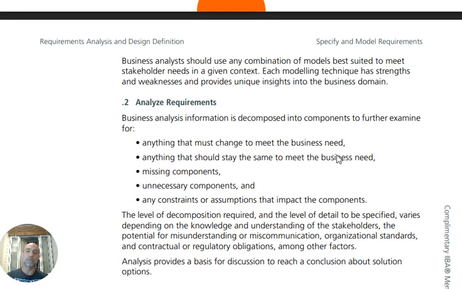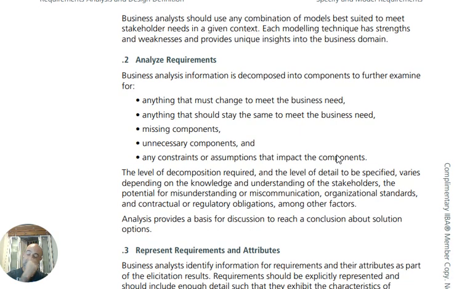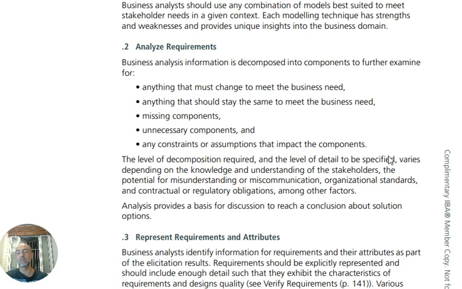So we're supposed to analyze requirements. Again, we're picking the models we want. Analyze requirements: business analysis information is decomposed into components to further examine for anything that must change to meet the business need, anything that should stay the same to meet the business need, missing components, unnecessary components, and any constraints. This is us basically pruning the bushes.